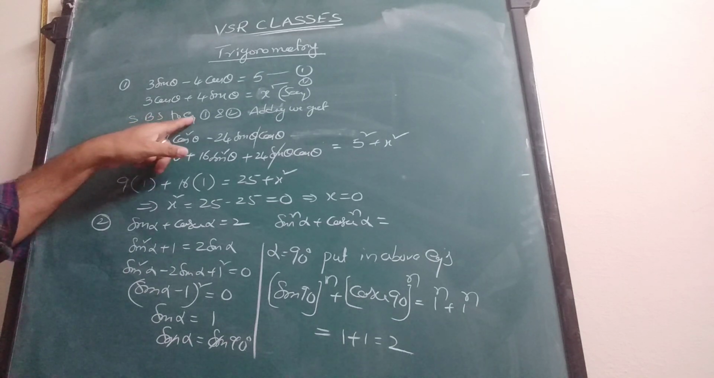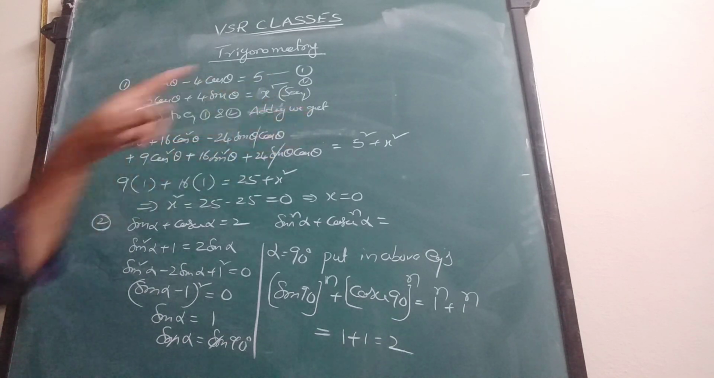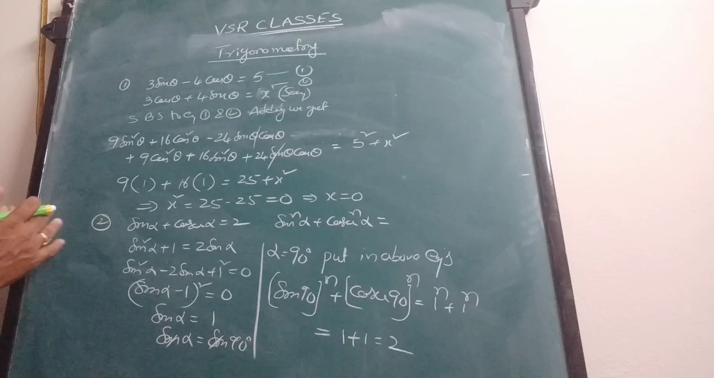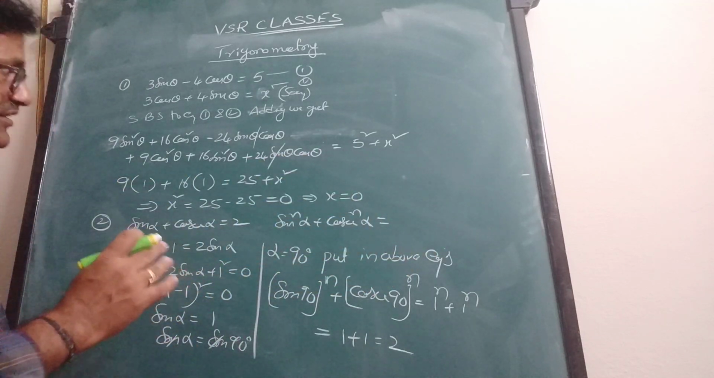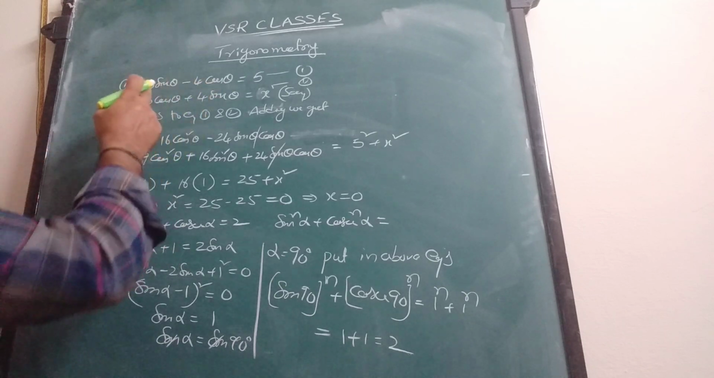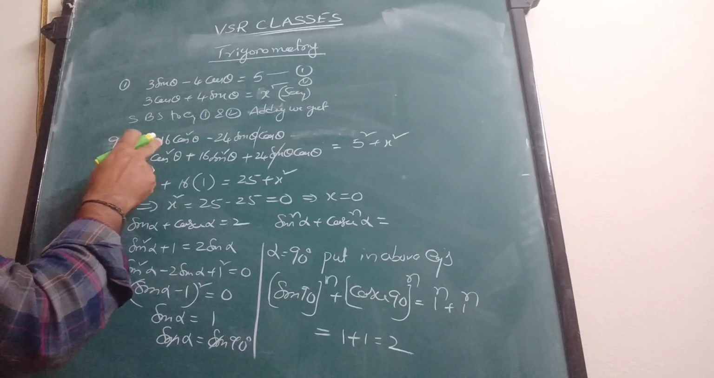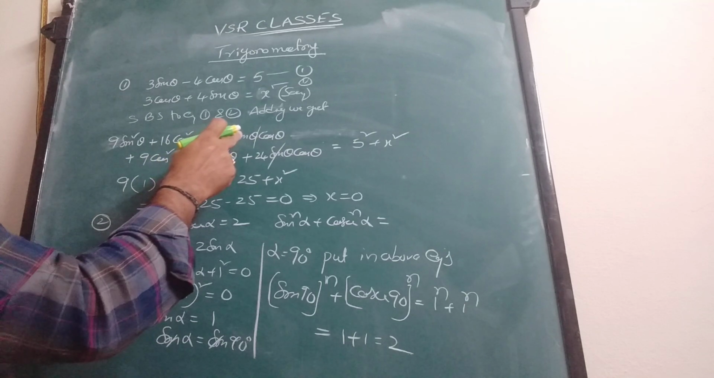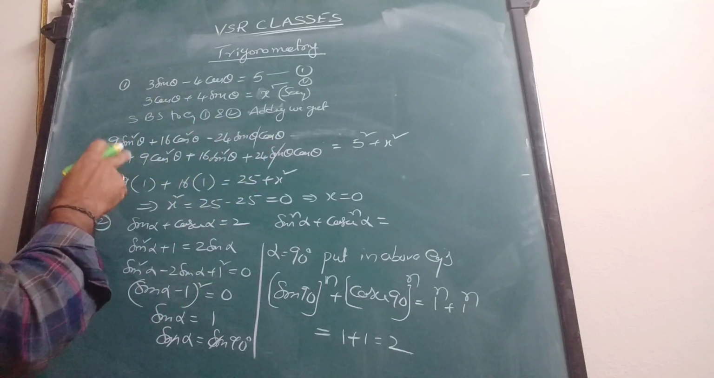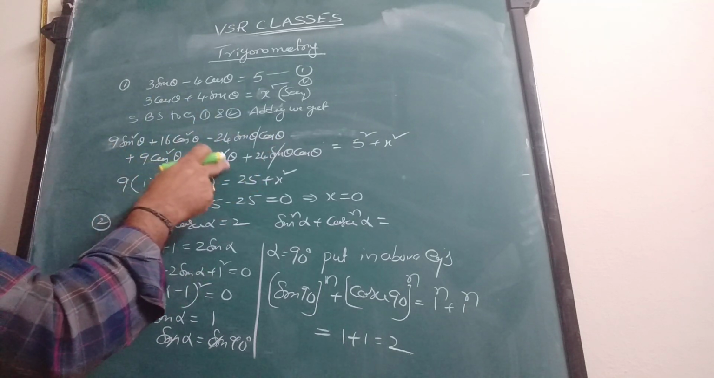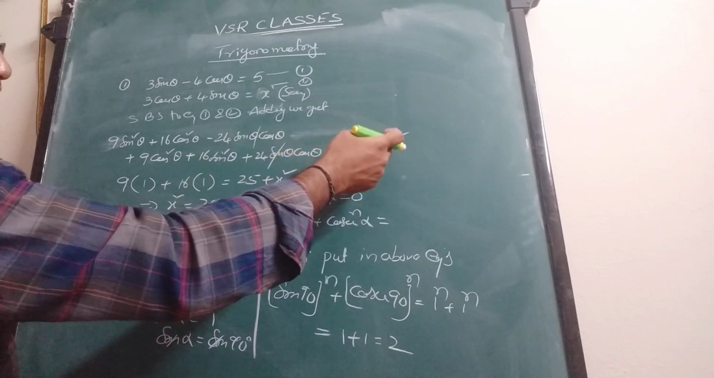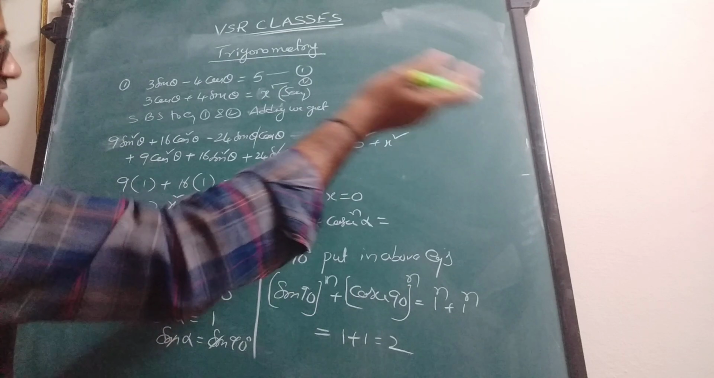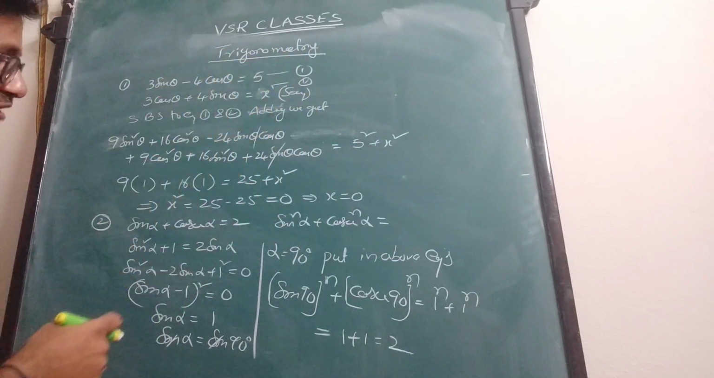Squaring both sides of equations 1 and 2 and adding, we get: on the LHS we add, and on the RHS also we add. Have you understood? Now expand using a minus b whole square: 9 sin square theta plus 16 cos square theta minus 24 sin theta cos theta. Next, 9 cos square theta plus 16 sin square theta plus 24 sin theta cos theta equal to 5 square plus x square. On the RHS side, 5 square plus x square will remain there.